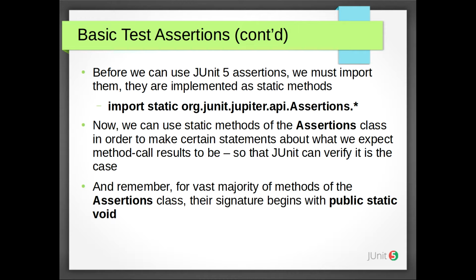Before we can use JUnit 5 assertions, we must import them. They're implemented as static methods. And oftentimes when I write something out like this, starting with a dash, I will suggest that you write the line down. And I will make a 15, 30, or 60-second pause for you to write it out. So please write the following line out. Import static org.junit.jupiter.api.Assertions.star. And I'm going to make a 30-second pause.